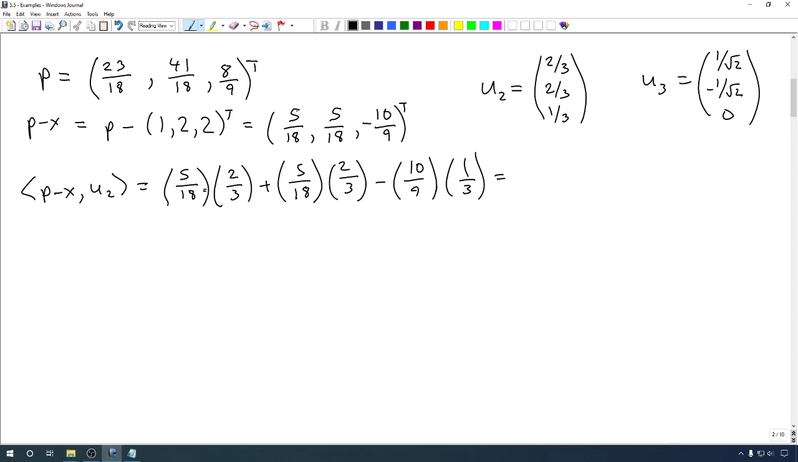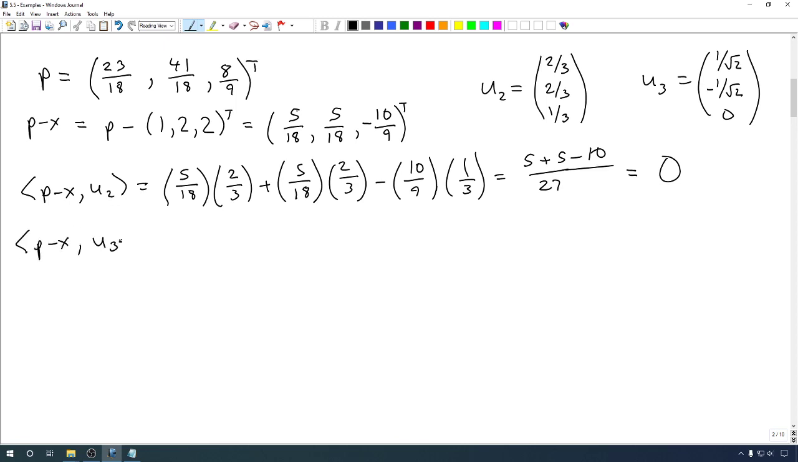So for one thing, the 2's in these 2/3 will actually cancel out the 2's from the 18. So everything is just over 9 and 3, so everything will be over 27. But then what are we left with? Well, the 2's already been taken care of, so we have a 5 plus another 5, but then minus a 10. Hopefully it's not too hard to see that the numerator here is 0. So we get 0 overall. So p minus x, like we expected, is orthogonal to u2.